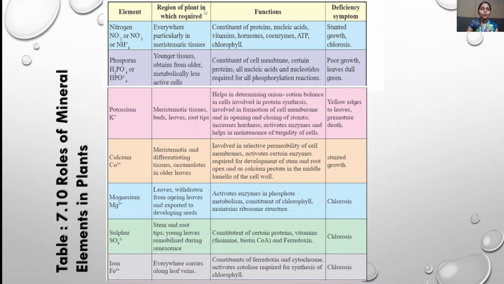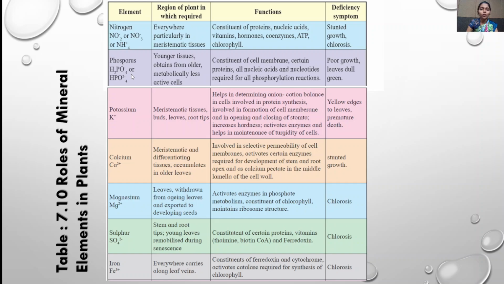The region of the plant in which it is required is everywhere, particularly in meristematic tissue. Function: constituent of proteins, nucleic acids, vitamins, hormones, coenzymes, ATP and chlorophyll. The deficiency symptoms are stunted growth and chlorosis.